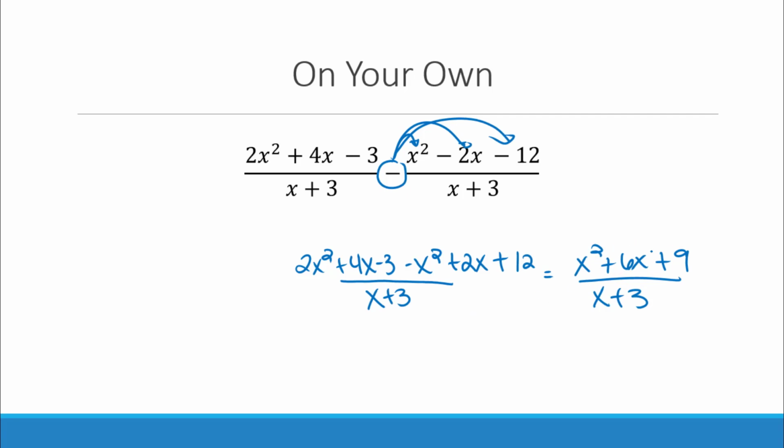Now this is not simplified, because think about it. If I factored this numerator, it's going to be x plus 3 times x plus 3 all over x plus 3. So I can't cancel all the x plus 3's, but I can cancel a pair of them. So if I cancel a pair of them, I'm just left with x plus 3 as my final answer.